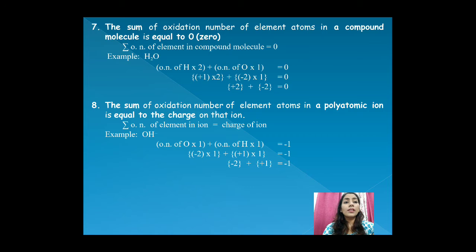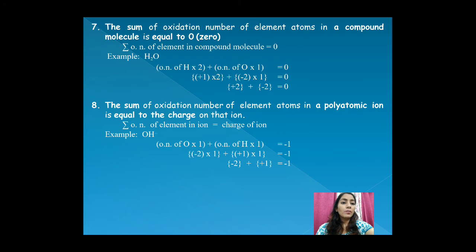Next, the sum of the oxidation numbers of atoms in a compound molecule is equal to 0. It is well known and it is a standard condition. So the oxidation numbers of the elements in a compound molecule sum to 0, like in the case of water. How will we calculate? Oxidation number of hydrogen multiplied by 2 plus oxidation number of oxygen multiplied by 1 will be 0. So the oxidation number of hydrogen is +1 multiplied by 2, plus the oxidation number of oxygen, -2 into 1, gives 0: plus 2 minus 2 is 0.